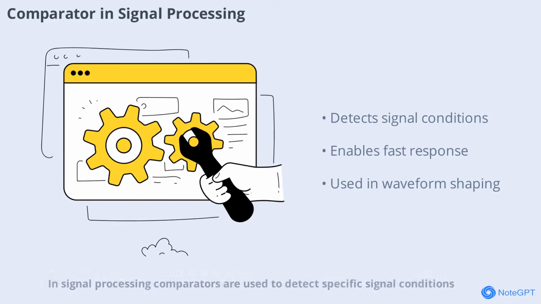In signal processing, comparators are used to detect specific signal conditions, such as zero crossings or threshold levels. This allows systems to respond to changes in input signals quickly and accurately. Comparators are essential in applications like waveform shaping, pulse generation, and digital communication.